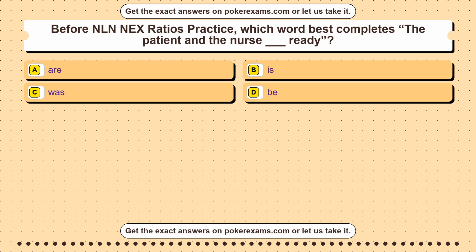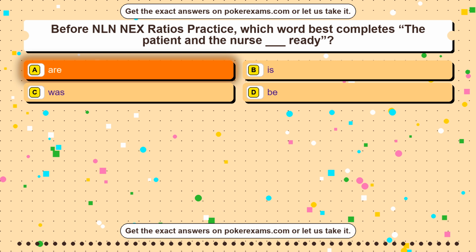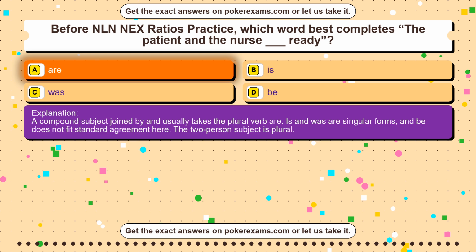Question 25. Before NLN NEX Ratios Practice, which word best completes the sentence: the patient and the nurse blank ready? Option A are. Option B is. Option C was. Option D be. The correct answer is option A, are. A compound subject joined by and usually takes the plural verb are. Is and was are singular forms, and be does not fit standard agreement here. The two-person subject is plural.